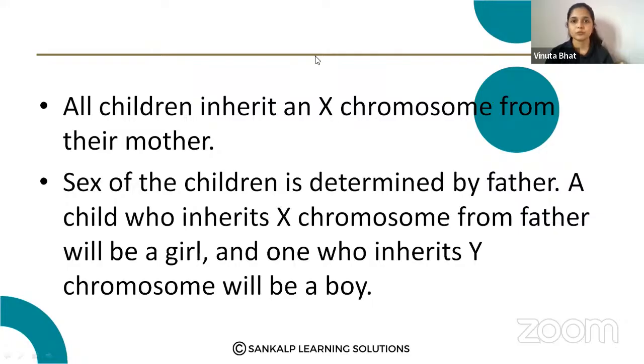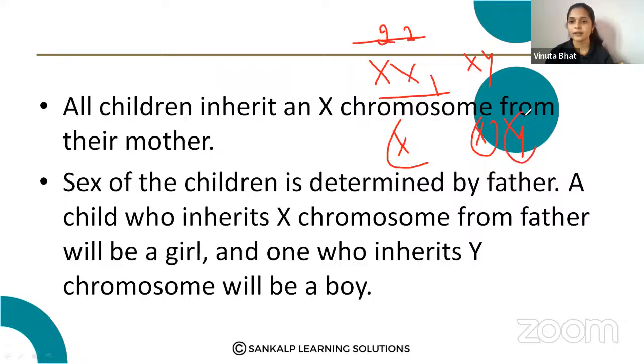So first write about the 22 pairs of chromosomes, and the 23rd pair, which is not similar in male and female. In the female it is XX, in the male it is XY. The egg always contains the X chromosome, and the sperm may contain either an X or a Y chromosome. So like this you should write the answer.